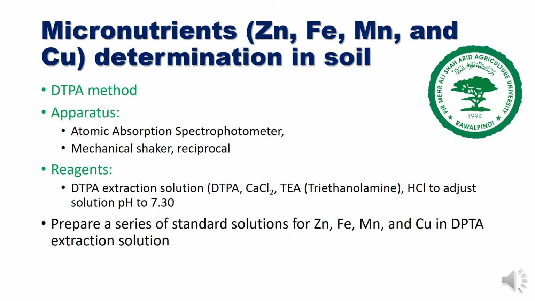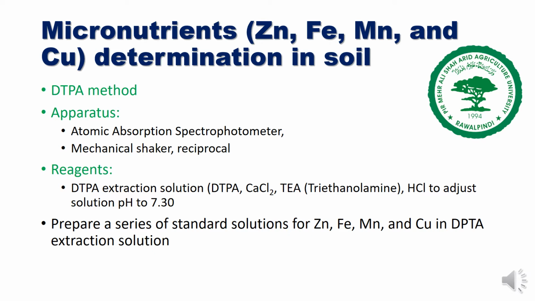The apparatus we need for this experiment is an atomic absorption spectrophotometer, a mechanical shaker, and glassware. The most important reagent we need is the DTPA extraction solution. How we can prepare this DTPA extraction solution, I will show you in the video demonstration. But to prepare the DTPA extraction solution we need DTPA and calcium chloride. We need to mix them in a beaker.